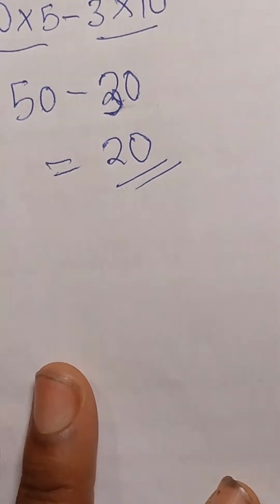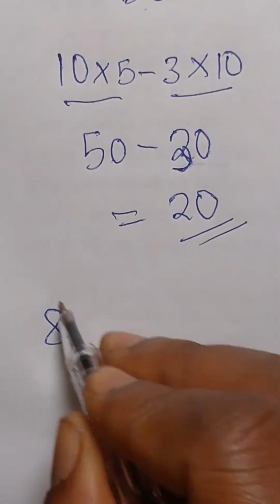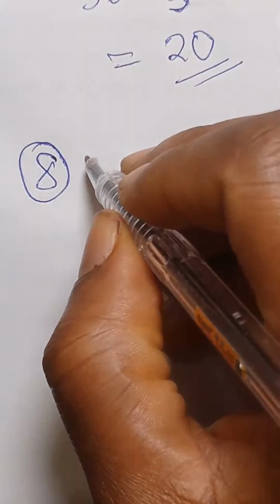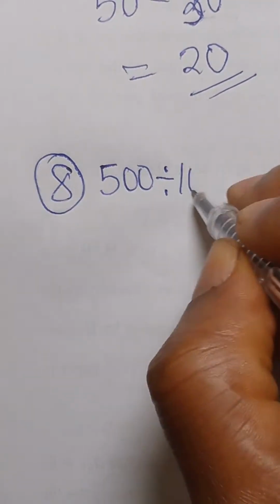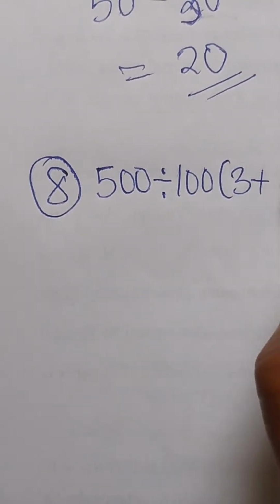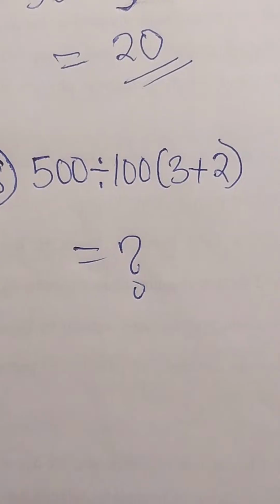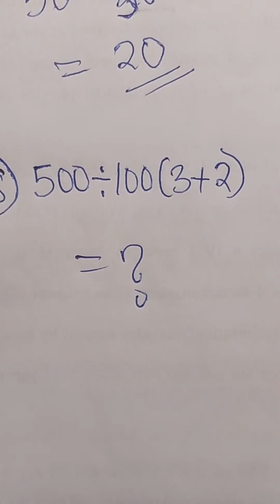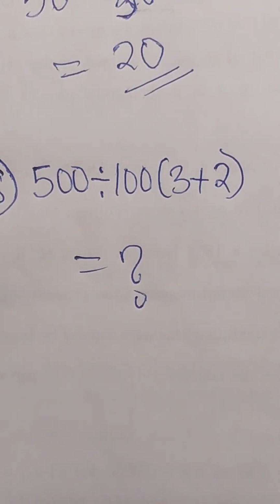Let's check the number of this particular one. So the next question is question number 8. So you are solving question number 8. We are solving 500 divided by 100 bracket 3 plus 2 is equal to what? Okay, so that is the question we are solving now.